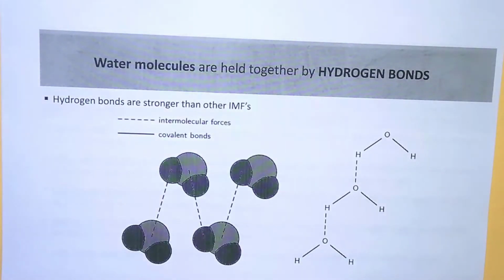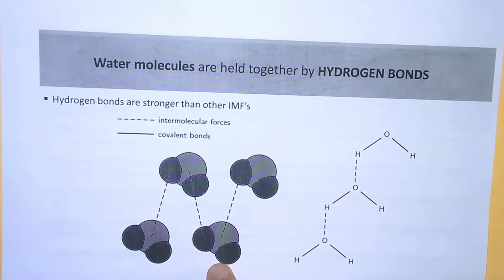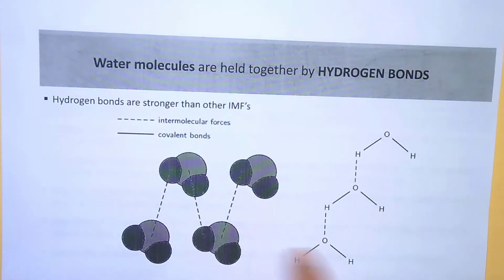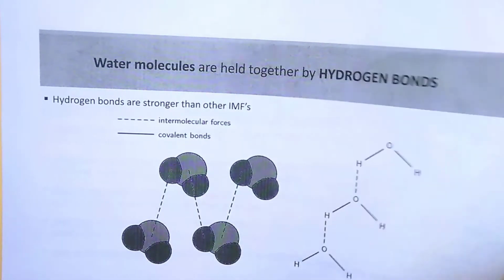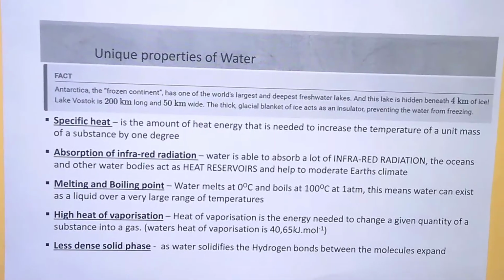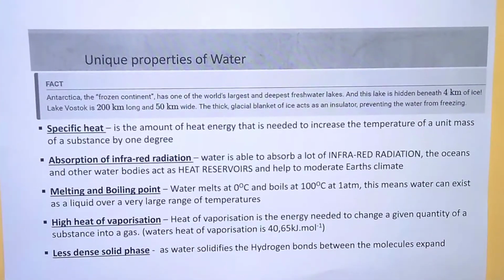Then like we said, it makes use of hydrogen bonds, the strongest type of intermolecular force. So the oxygen on the one water molecule will be attracted to the hydrogen on the opposite water molecule, and so on and so on, which allows it to form very strong bonds. Now, what are the unique properties of water?